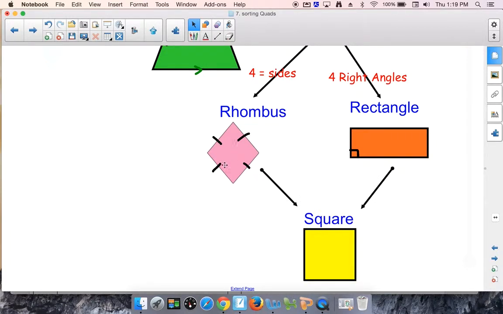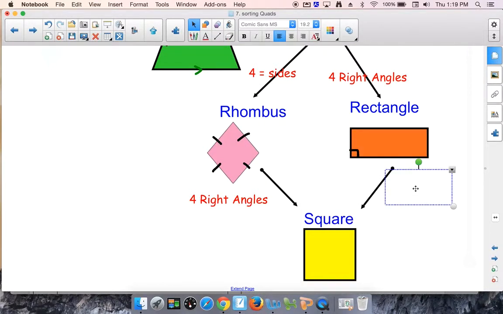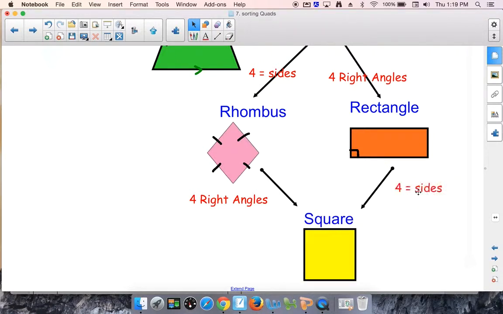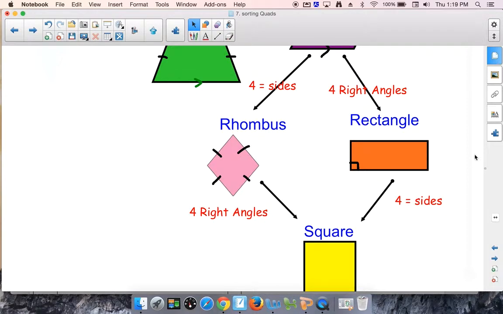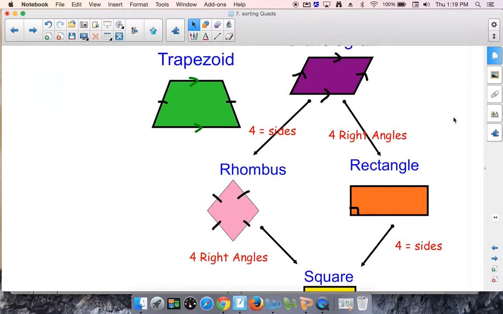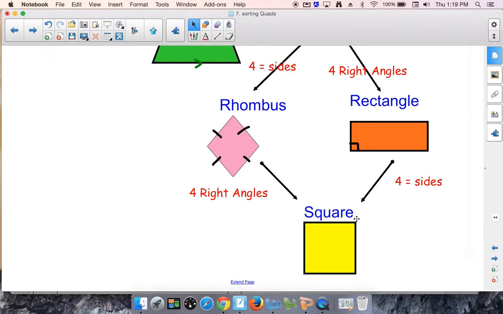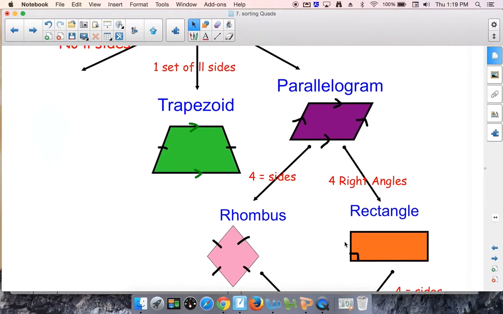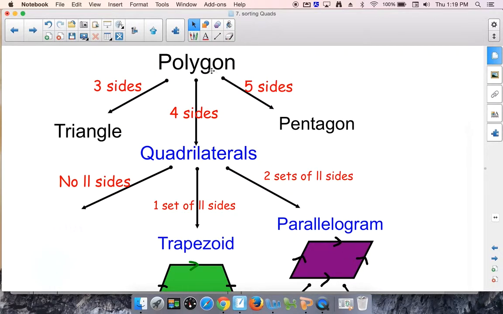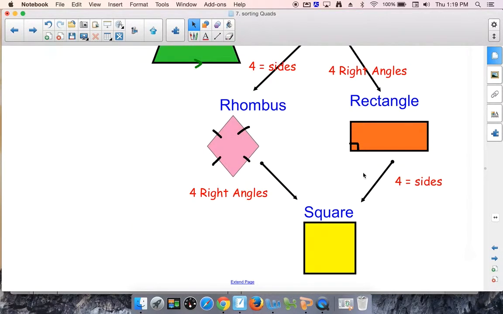So a rhombus with four equal sides and four right angles is a square. Or a rectangle with four right angles and four equal sides is also a square. When you read the chart, you actually want to read it going up. If here's your starting point, you always go up your chart. So if I want to talk about a square, a square is a rectangle, who is a parallelogram, which is a quadrilateral, which is also a polygon. So a square is a rectangle because you can go up your chart.